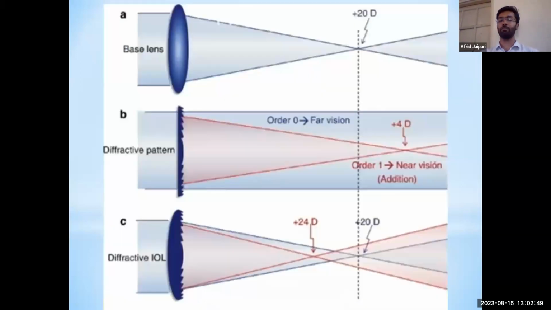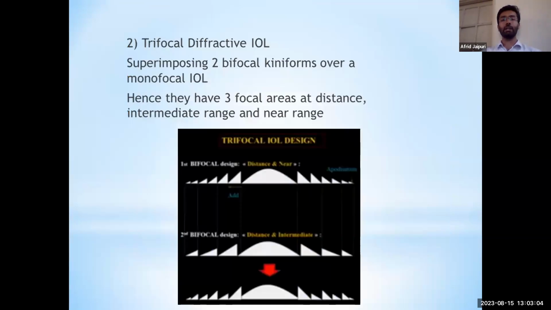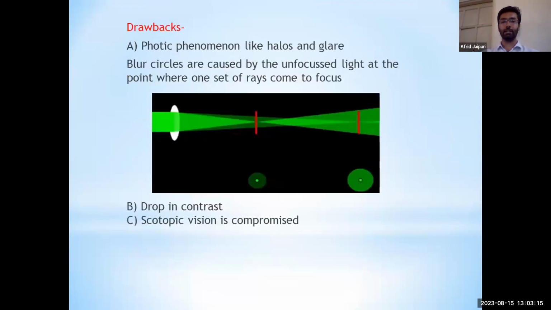So this is the summary of bifocal diffractive lenses, where the monofocal lens focuses the light on the cornea, and the diffractive cuneiform plate splits it into different orders. The zero order rays are used for far vision, and the first order rays are used for near vision. The trifocal diffractive IOLs superimpose two bifocal cuneiforms over a monofocal IOL. Hence, they have three focal areas at distance, intermediate range, and near range.